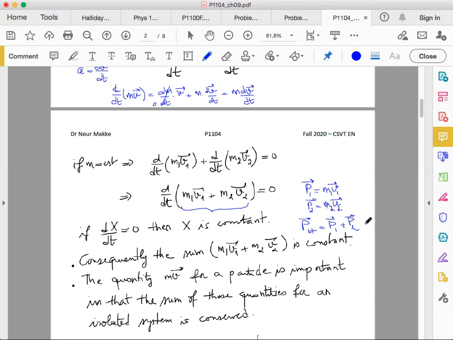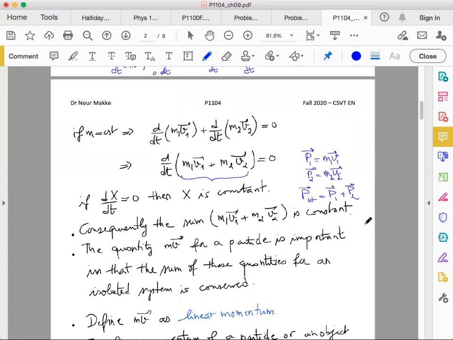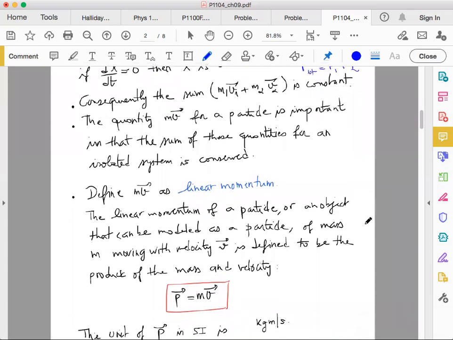And from here we can deduce that the linear momentum of the system of the two particles is conserved if the system is isolated. In other words, the linear momentum of any isolated system is conserved. So from here comes the definition of the linear momentum as the product between the mass and the velocity.